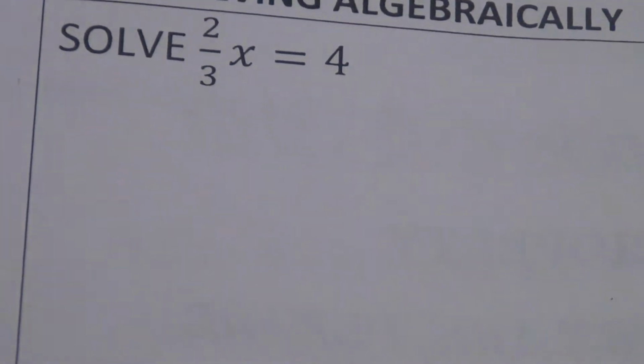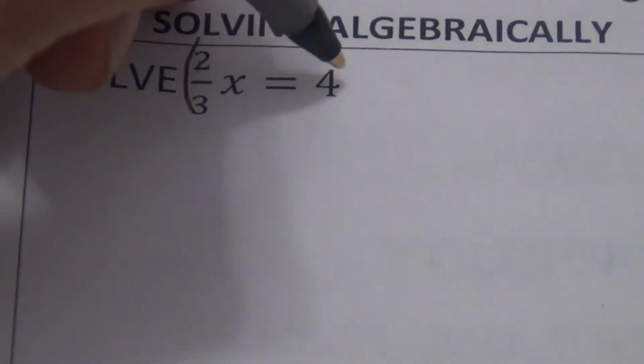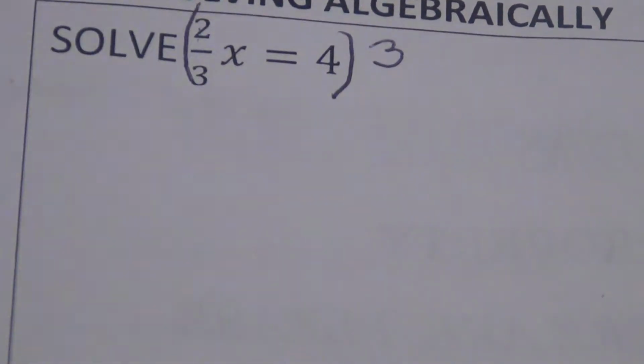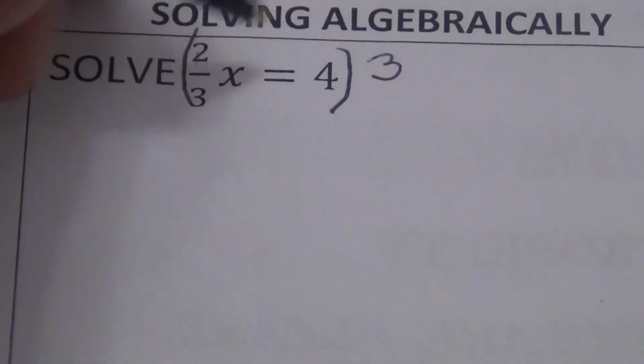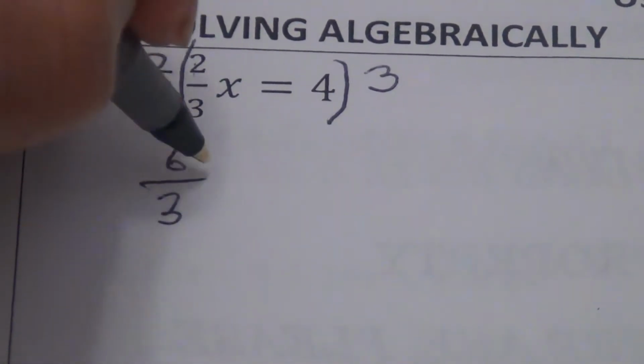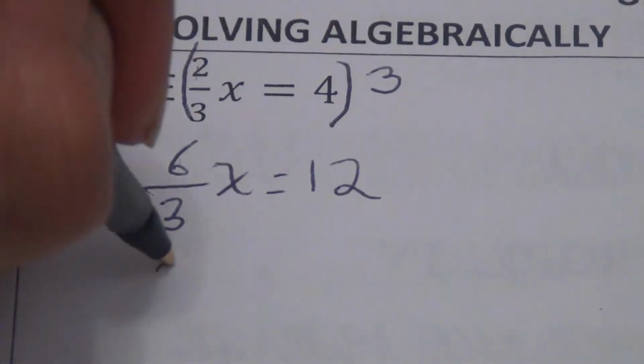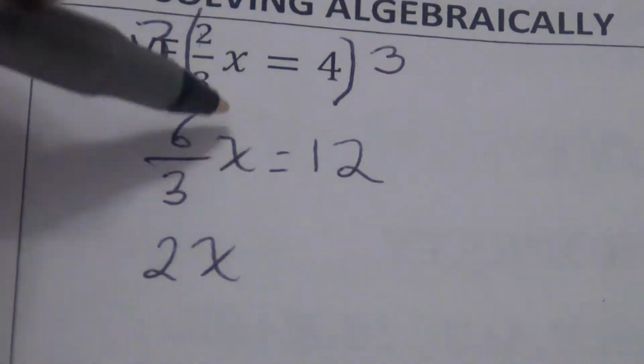So I'm going to multiply the whole thing by the common denominator. So I'm going to multiply the whole thing by 3, because that's the only denominator. Okay, so let's see now. If I multiply by the common denominator, I'm multiplying by 3. So 3 times 2 is 6. Equals 12. Now 6 divided by 3 is 2. And we still have the x, right?